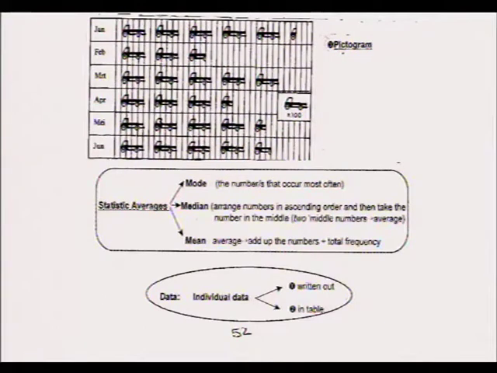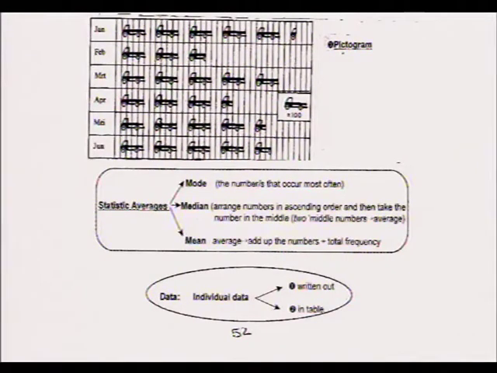For the statistics, you will need to know the mode, the median and the mean. The mode is the number that occurs the most often. Median is arrange the numbers in ascending order and then take the number in the middle or the two middle numbers and divide it by 2. The mean, you take the average, add up all the numbers and divide it by the total frequency.